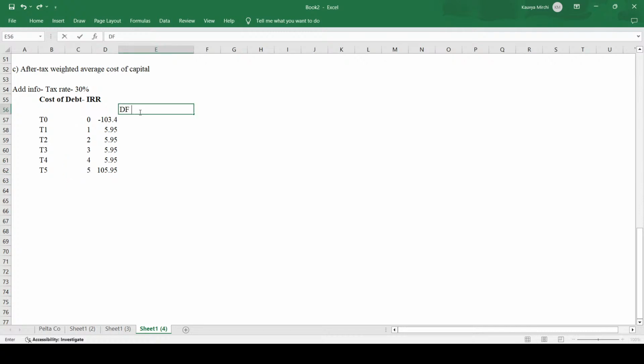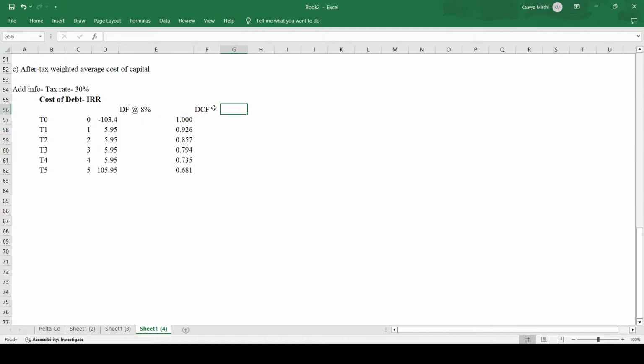So let me find out the discounting factor at 8% first. It will be 1 divided by 1 plus 8% raised to the power of this 0, and all you have to do is drag it down so that you get the discounting factors, to 3 decimals. Then I would find out the discounted cash flows.